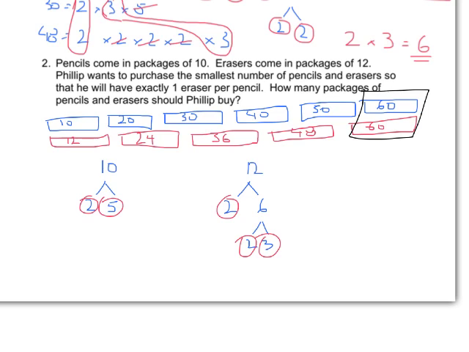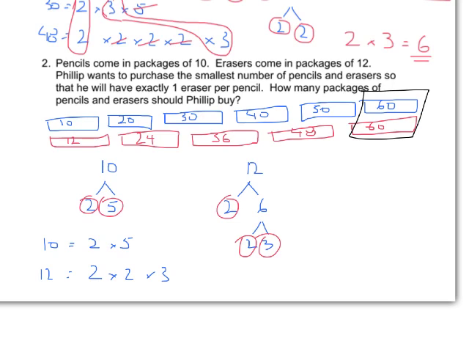Okay, so let me rewrite this down here as 10 equals 2 times 5, and 12 equals 2 times 2 times 3. And remember, the strategy for getting the lowest common multiple is a little bit different than the greatest common factor. So it's similar, but with a bit of a twist here.